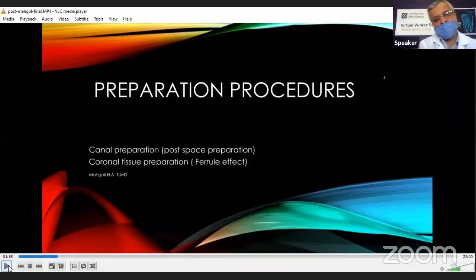Before starting the treatment, we must notice the procedure we must do. For cast post preparation, we have two sections for treatment: post space preparation, and coronal tissue preparation, or the crown part, which must also be prepared.